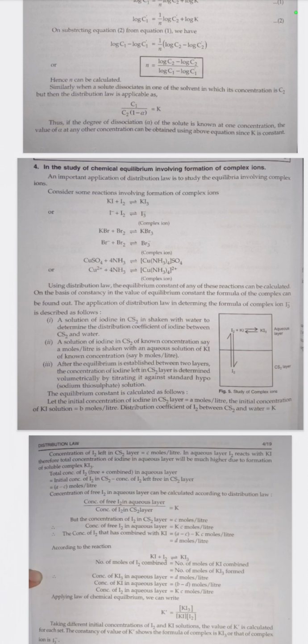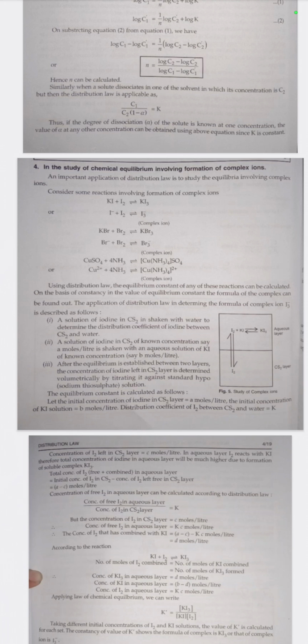First, a solution of iodine in CS2 is taken with water to determine the distribution coefficient of iodine between CS2 and water. A solution of iodine in CS2 of known concentration, say a moles per liter, is shaken with an aqueous solution of KI of known concentration. Third, after the equilibrium is established between the two layers, the concentration of iodine left in the CS2 layer is determined volumetrically by titrating it against standard hypo solution.